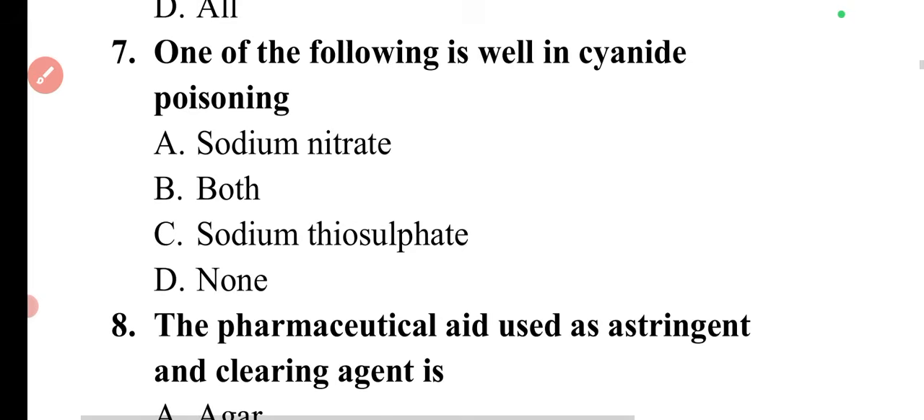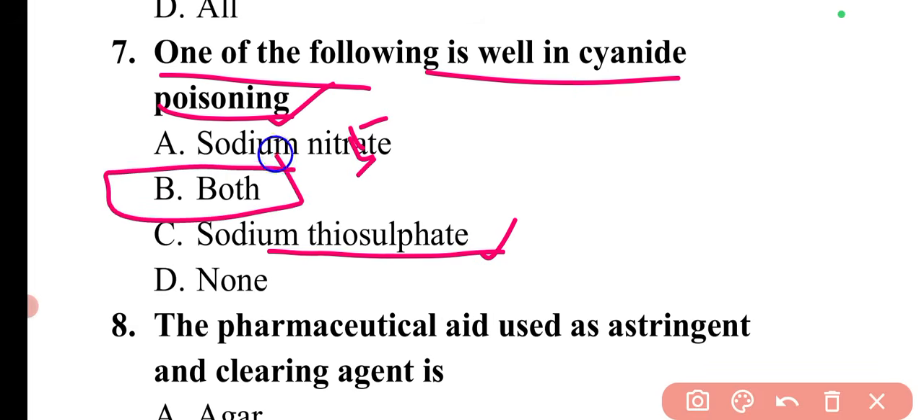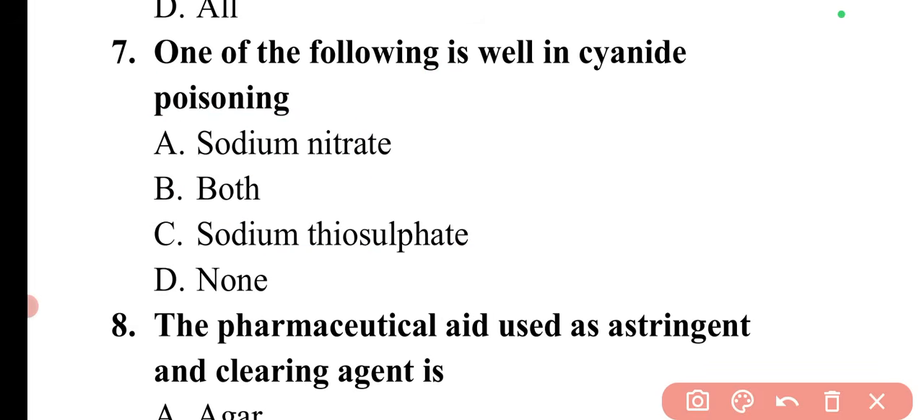Then moving to the next question. The question is, which one of the following is used as an antidote in cyanide poisoning? So which compound is used in cyanide poisoning? I have explained this just now. It is sodium nitrite and sodium thiosulfate. So here option B, both, will be the correct answer.